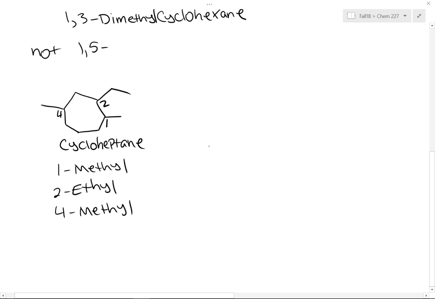I'm not going to name this as a 1-methyl, 3-ethyl, 4-methyl. Right? Not as a 1, 3, 4. Right? Because those locants are higher. Right? These add up to 7. These add up to 8.